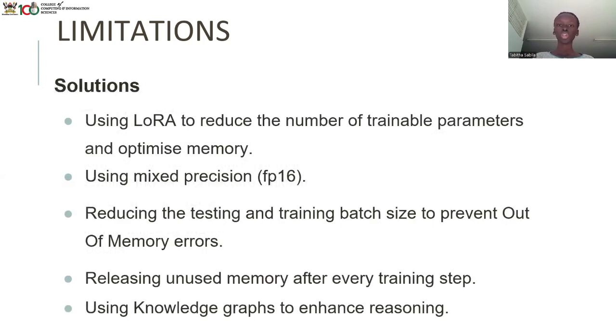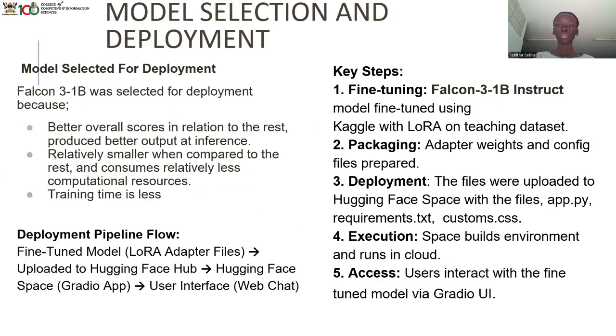So to solve these, we used LoRA to reduce the trainable parameters, and we also reduced the testing and training batch size to prevent out-of-memory errors. For deployment, we selected the Falcon 3.1B model. This decision was majorly based on the experimental results we received, because we haven't done validation. Falcon 3.1B had better overall scores in relation to all the models that we trained. Besides this, it also produced better output at inference and took less time to train.